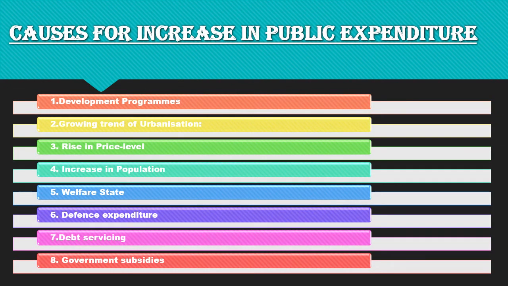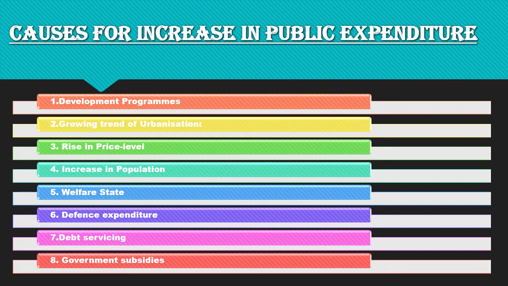So the next concept, which is very important: what are the reasons, what are the causes for increase in public expenditure? Just now you have learnt about public expenditure, which means the money spent by the government on the public for their welfare, for the development of the country. But still there are a few reasons why this public expenditure is increasing a lot in our country. So it would be interesting for you to understand this concept clearly. So let's have a look at the points first.